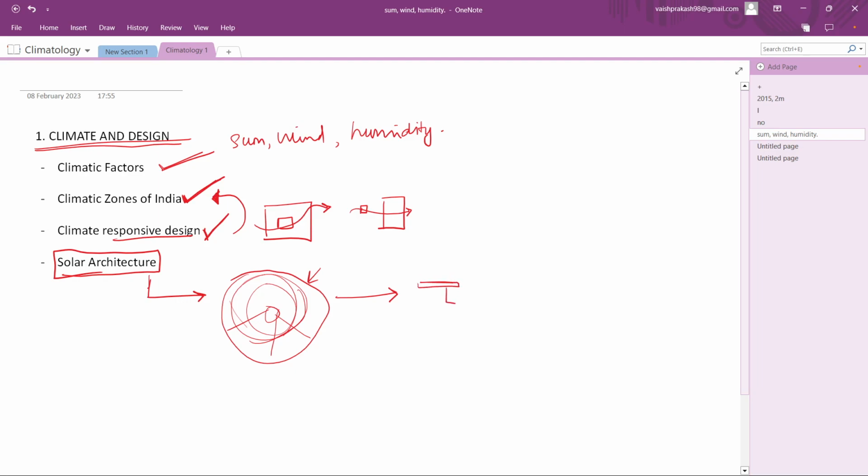If you have a chhaja and a window, we're going to be discussing how, say, the depth of the chhaja should be based on where your window is, the direction of your window, as well as which part or which latitude your building is in.